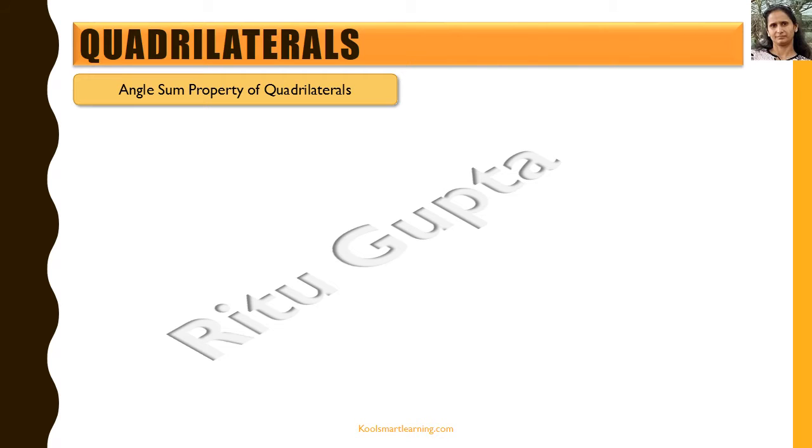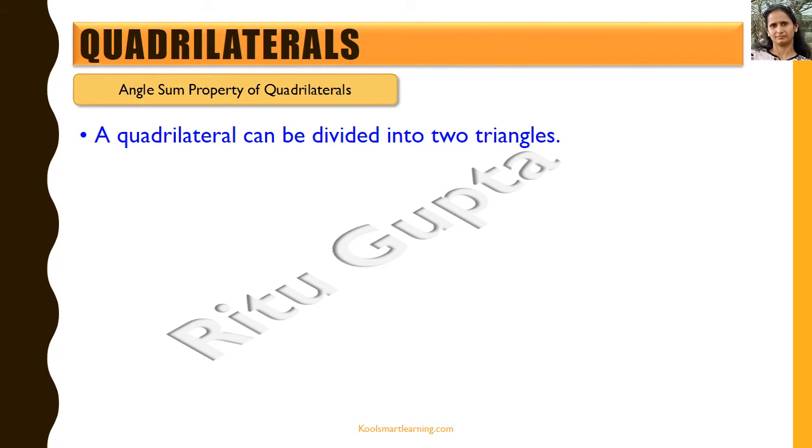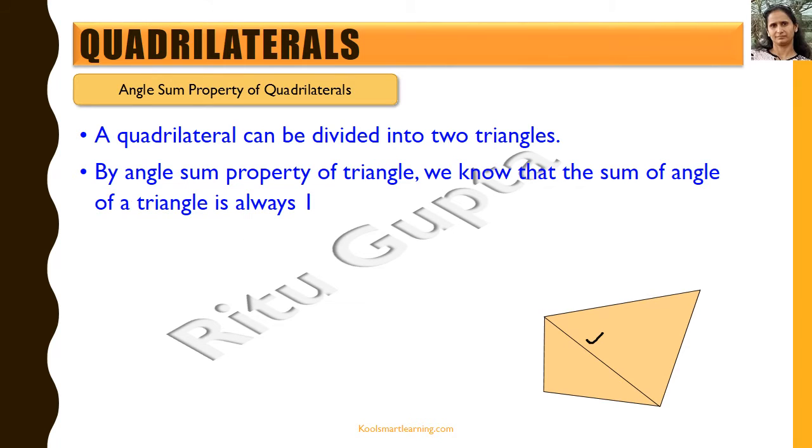So friends, now let's talk about the angle sum property of quadrilaterals. Now we know that a quadrilateral can be divided into 2 triangles. So this is a quadrilateral, and by drawing this line we have divided it into 2 triangles. By the angle sum property of a triangle, we know that the sum of angles of a triangle is always 180 degrees. We will first name this quadrilateral ABCD. If we take the triangle ABC, the sum of these 3 angles will be 180 degrees by the angle sum property of the triangle. Now if we take the triangle ACD, the sum of these 3 angles is also 180 degrees because of the same angle sum property of a triangle.